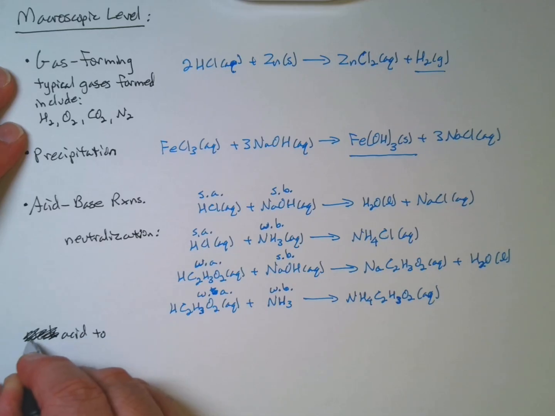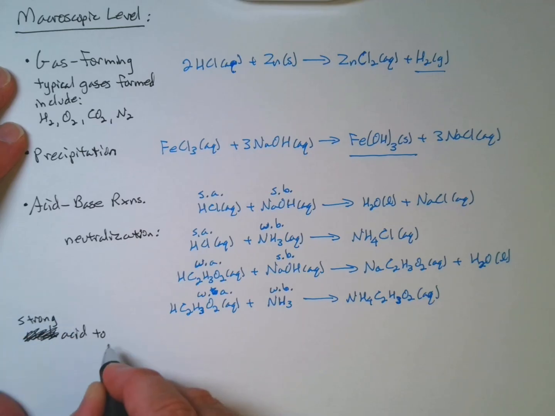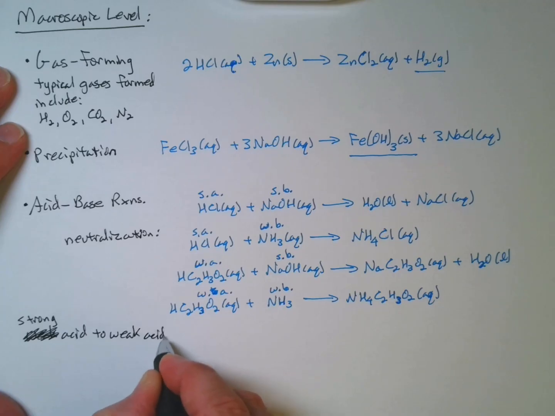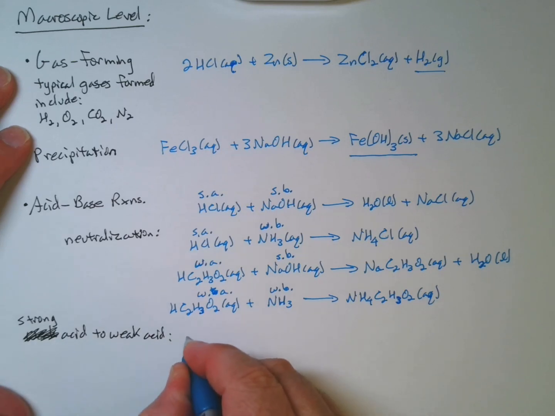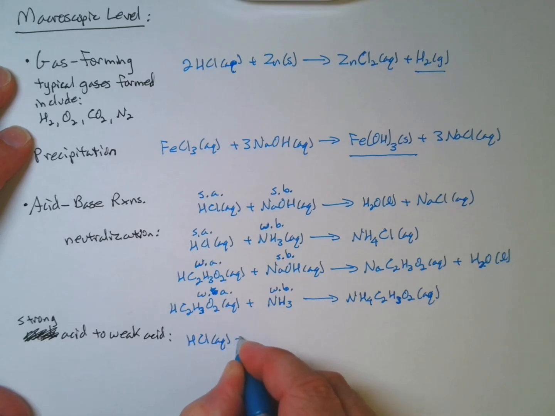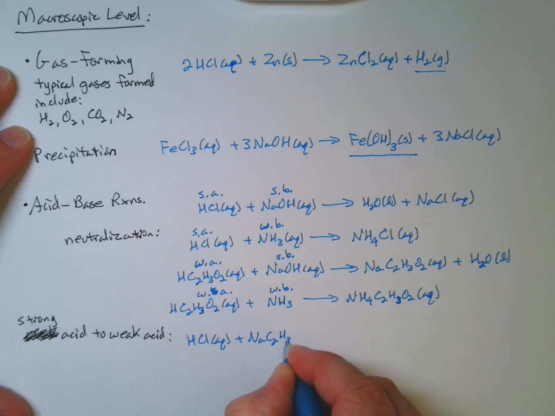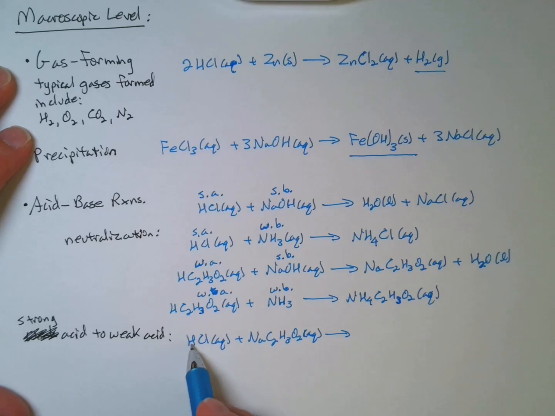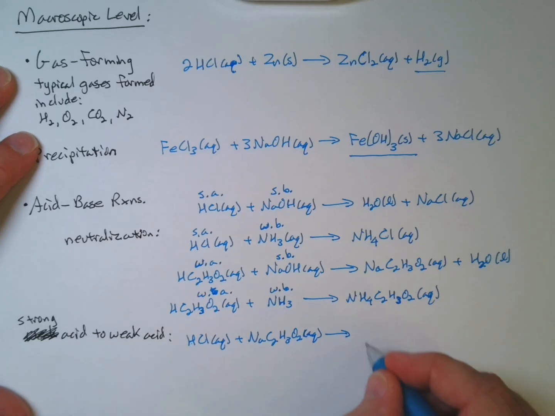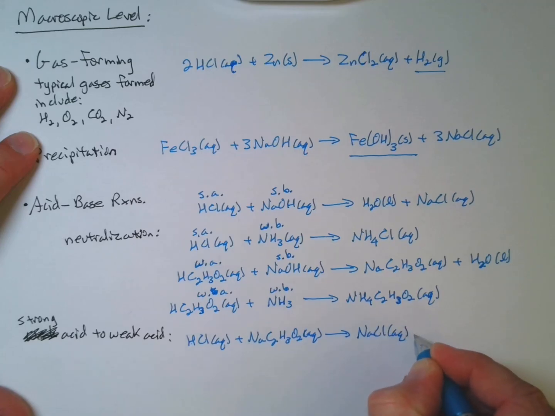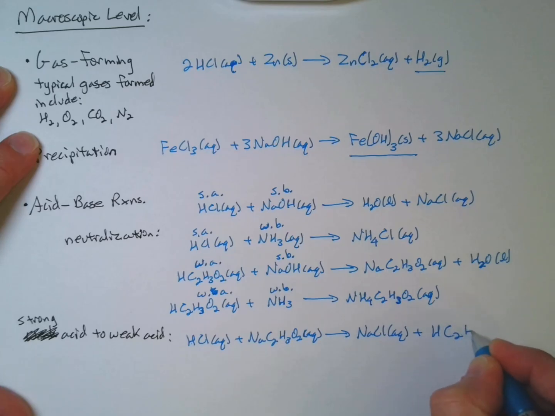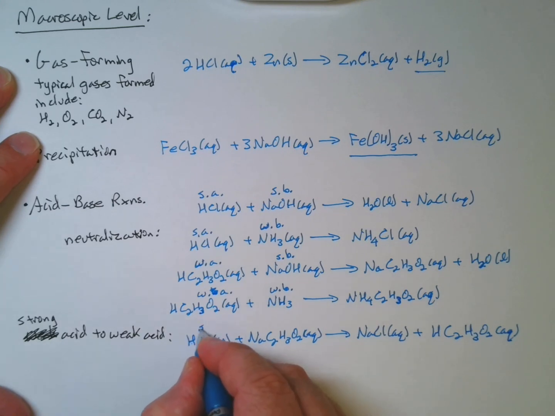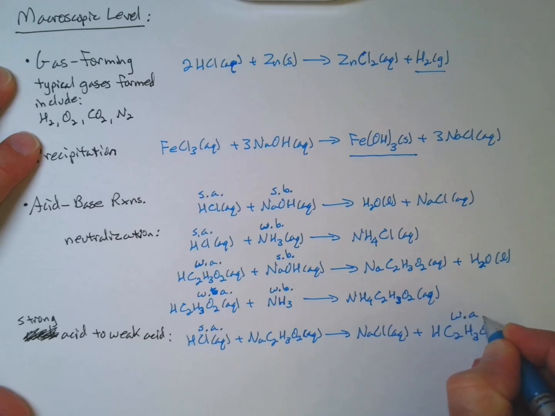And you know, I totally misspoke there. Sorry, that should be strong acid to weak acid. And an example of this would be something like HCl, aqueous, plus NaC2H3O2, aqueous. And those react, and we'll do our double replacement, and we'll swap the H plus and the Na plus. And I get NaCl, aqueous, plus HC2H3O2, aqueous. Get my acetic acid. So I've gone here from a strong acid to a weak acid.